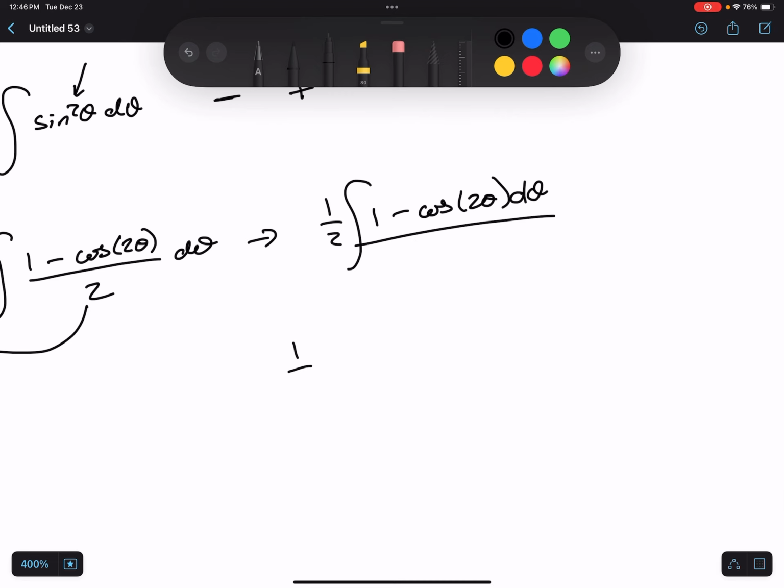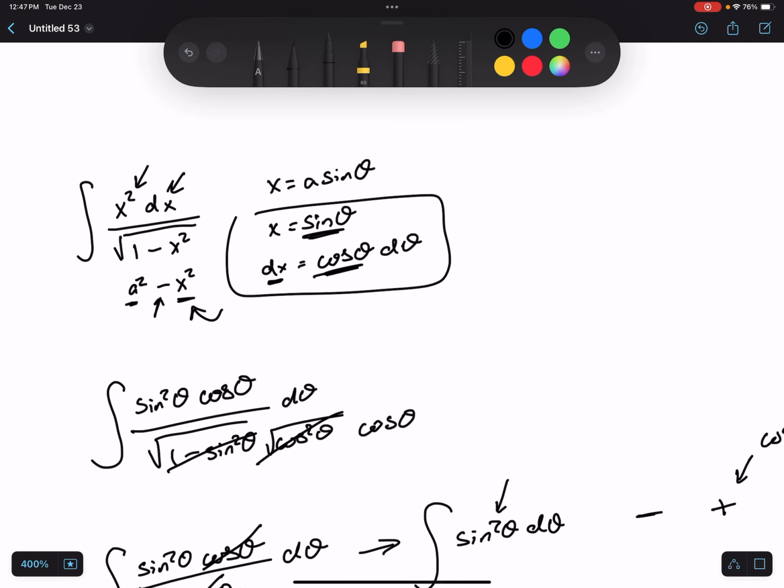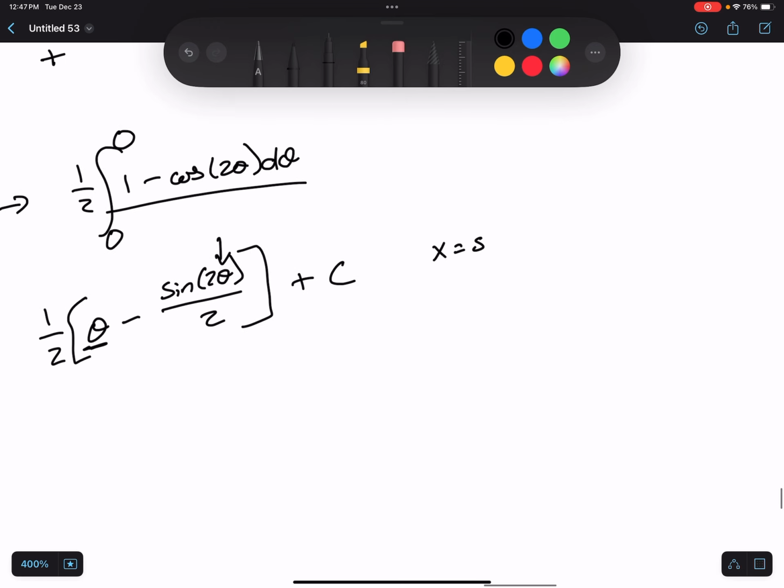So we can rewrite this as 1/2 times, now the integral of 1 with respect to theta is simply theta, minus the integral of cosine 2 theta with respect to theta, which of course is sine 2 theta over 2. And this is an integral with no bounds or limits, so we must remember to add a constant at the end. And finally now, we have terms that are in terms of theta. We need to remember that we started this question in terms of x, and so we'll have to pull this substitution, x equals sine theta, back down here. And so we've got x equals sine theta.